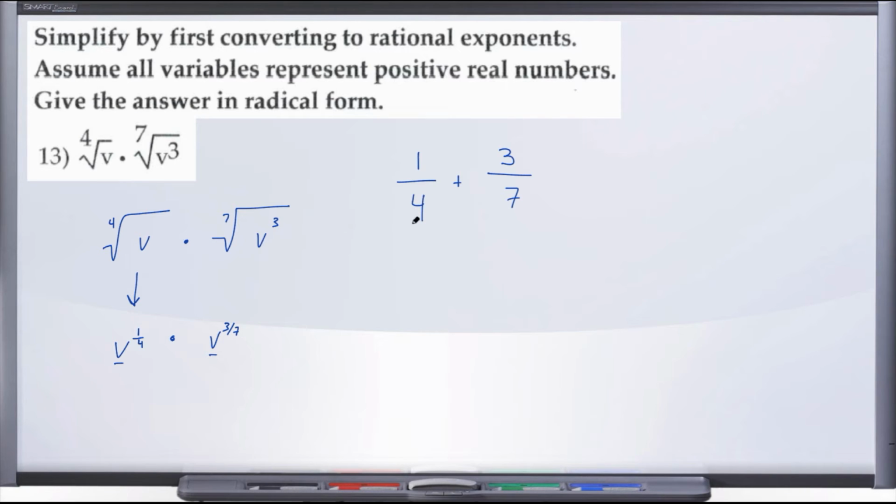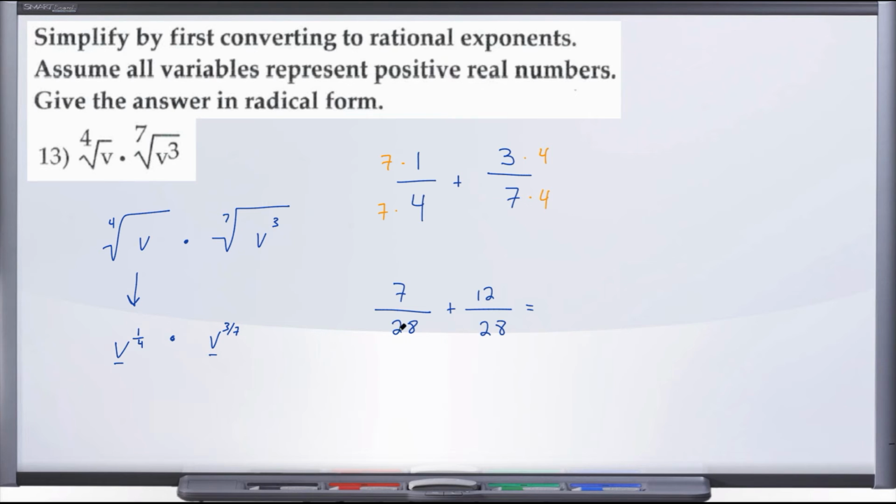So we have to multiply 4 by 7 to get to 28, and whatever we multiply the bottom by, we have to multiply the top by. So we'll multiply by 7. Here we're going to multiply by 4, multiply by 4. And so really what we have is 7 times 1 is 7 over, now 7 times 4 is 28. Plus 3 times 4 gives us 12 over 7 times 4 gives us 28.